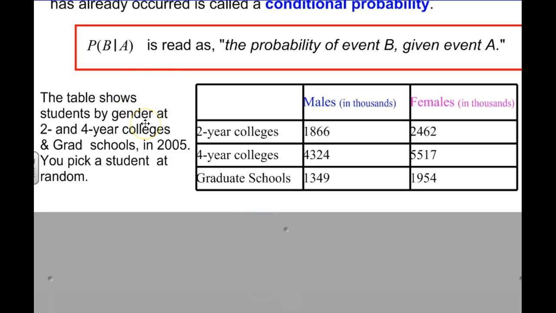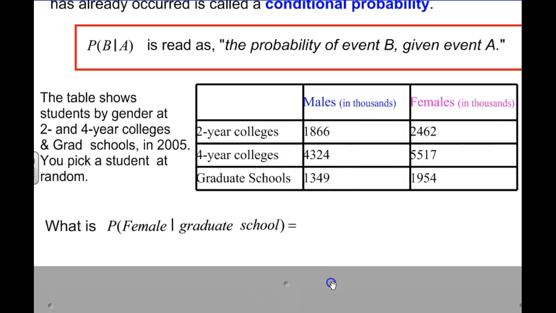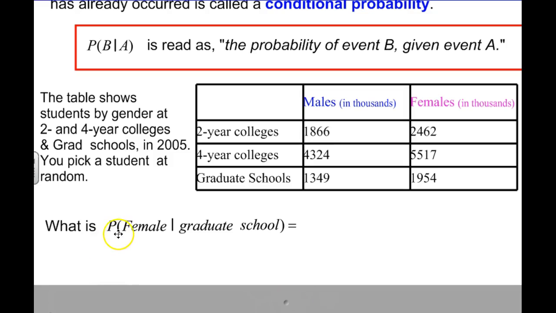The table shows the students by gender at 2- and 4-year colleges and grad schools in 2005. You pick a student at random. And so here's a table of information. You have some 2-year, 4-year, and graduate school students, some males, some females, different breakdowns. So it says, what is the probability that is a female given that you were talking about someone who went to graduate school? So I think the given information here is graduate school. So what I like to do is highlight the given information. Graduate schools, I'm only talking about these people. I'm not talking about any of the 2- or 4-year college people for this thing.